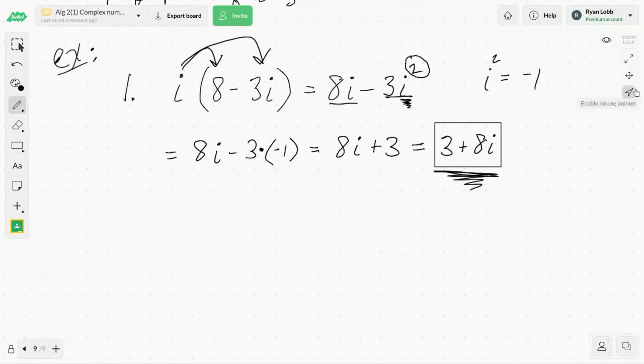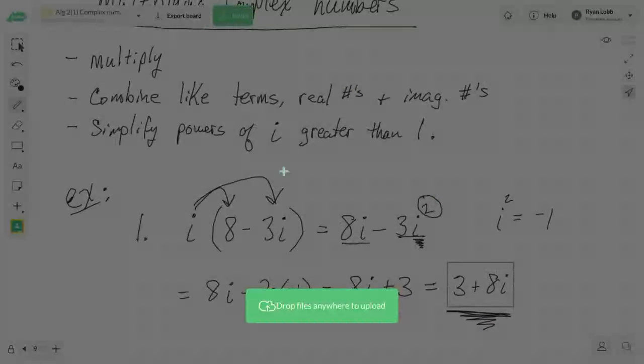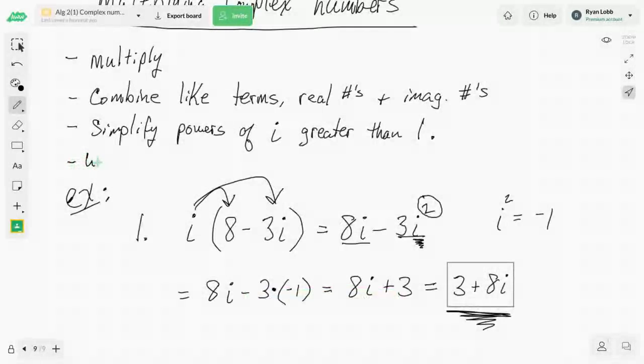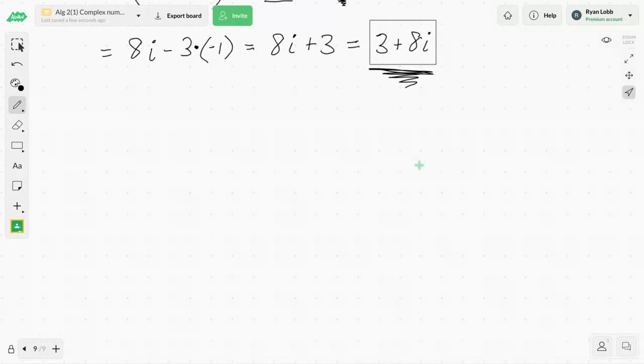If you want to make a little addendum up here: simplify, and also last, write in standard form. We're going to do a couple of these. Let's do another one. Example 2 of multiplying.